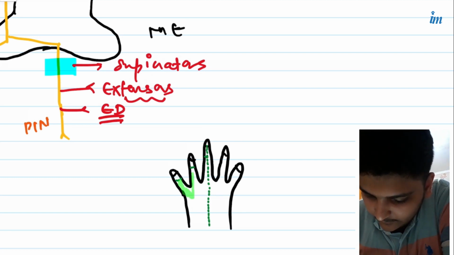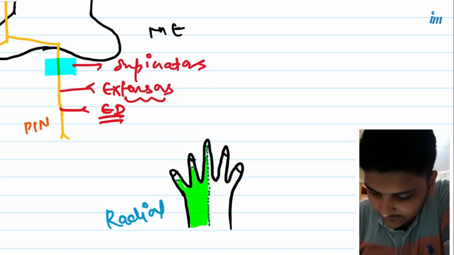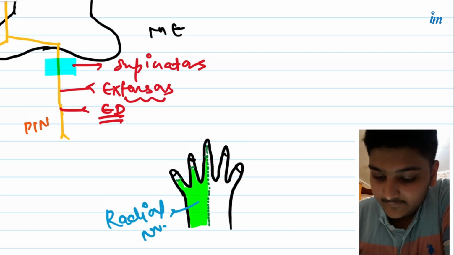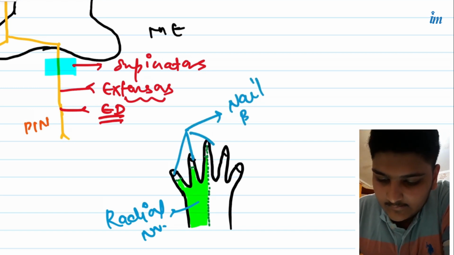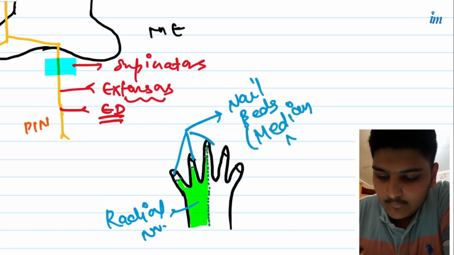Here, the part that I am shading will be supplied by your radial nerve, but you can see here that I am not shading the nail beds. Why? Because these nail beds are supplied by your median nerve. So this is the radial nerve territory, that is the lateral 2.5 or 3.5 digits of the dorsum of your hand, and these are the nail beds that are supplied by the median nerve.